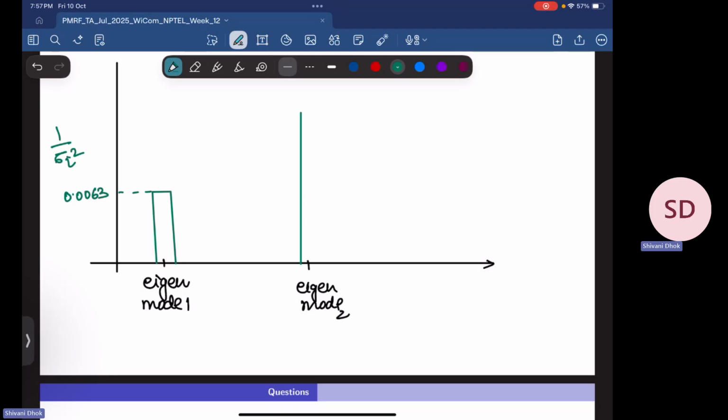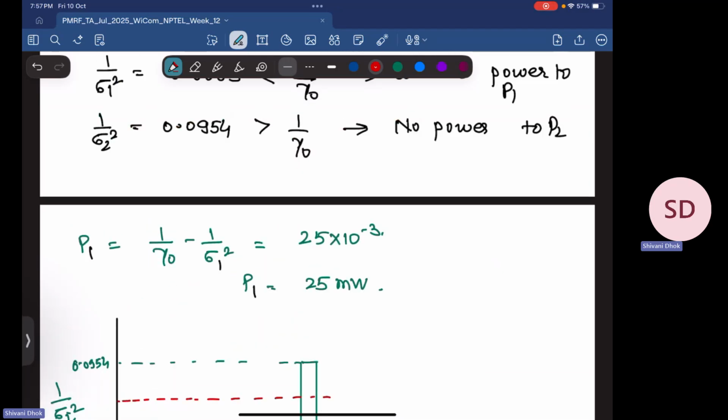And this one is higher. So this one has a value of 0.0954, and your 1 over gamma naught, so if you solve this 1 over gamma naught, this will come out to be equal to 0.0313.